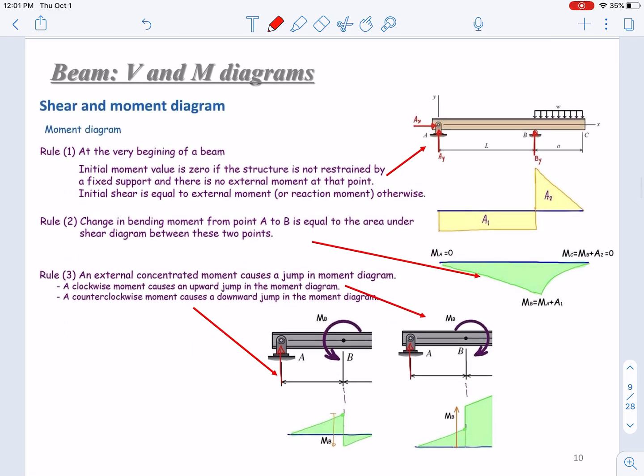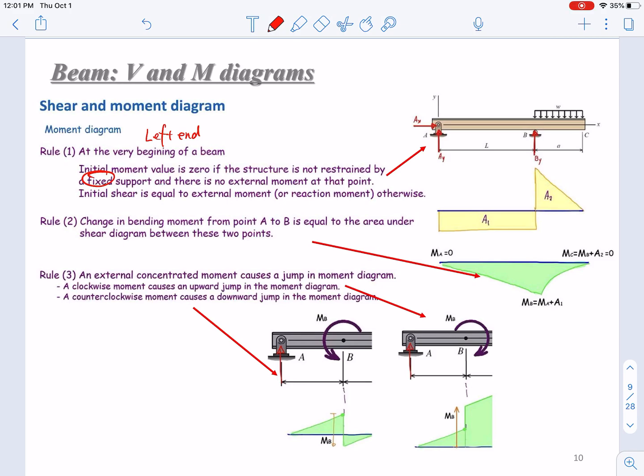Then you will draw the moment diagram based on the shear diagram. Rule number 1: at the very beginning, normally the left end again, the initial moment value is 0 if the structure is not restrained by a fixed support and there is no external moment at this point. Otherwise, the initial moment is equal to the external moment or reaction moment.